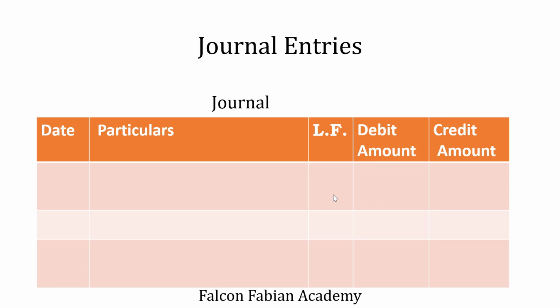First, you record the entries in the journal, and from the journal, you post the entries in the ledger. So where exactly in the ledger you have posted, you are going to record that over here. Then this is the column to write the debit amount, and in this column, we write the credit amount.